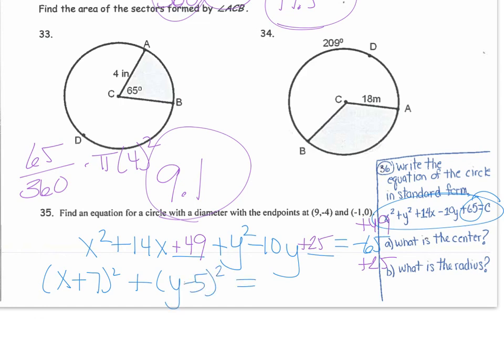So negative 65 plus 49 plus 25. I get 9. So, what's the center? Negative 7, 5. What's the radius? 3. Hopefully I answered all your questions. If I didn't, make sure you take the next couple minutes and go over them with your partner.